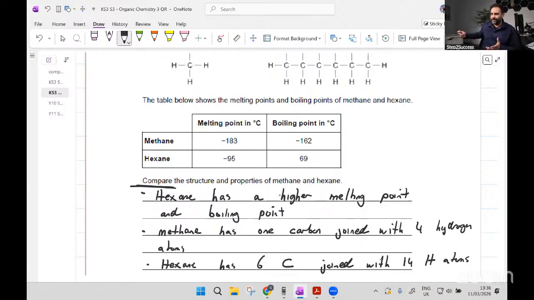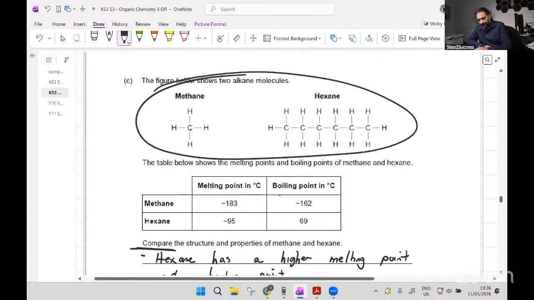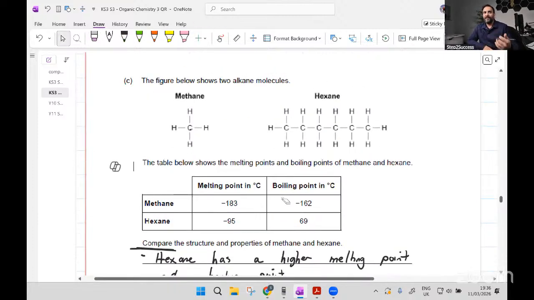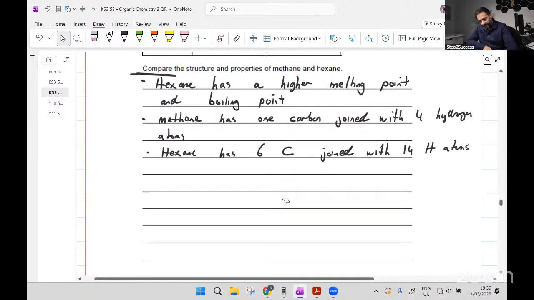Think of that for English exams as well. You have to compare two things, and sometimes you naturally go towards what's different. But compare can mean what's similar as well. Both of these two things are what we call hydrocarbons because they are made up of carbon and hydrogen only. There's different amounts of them, but they are still hydrocarbons.